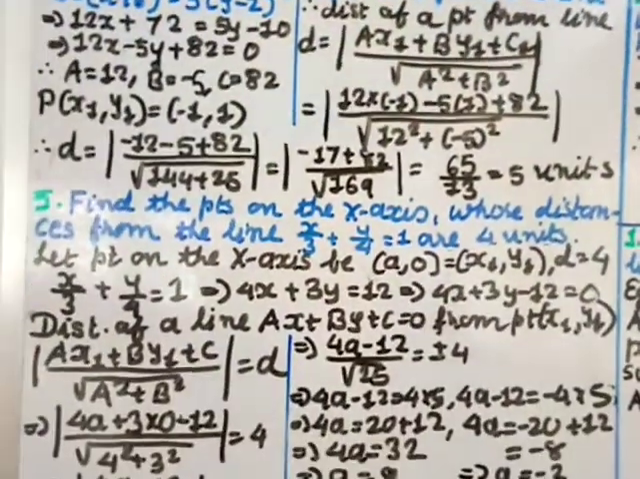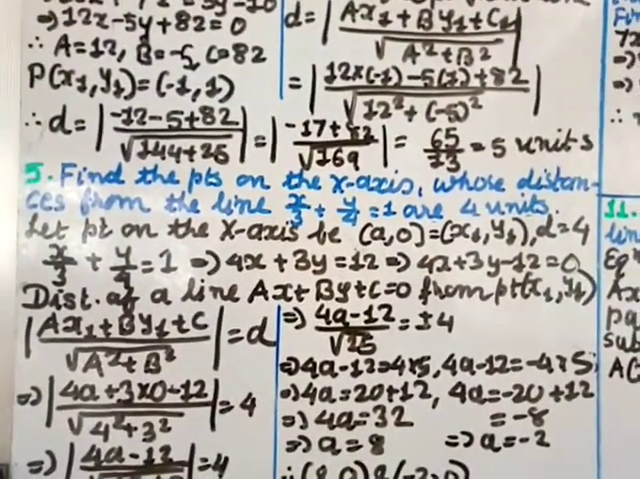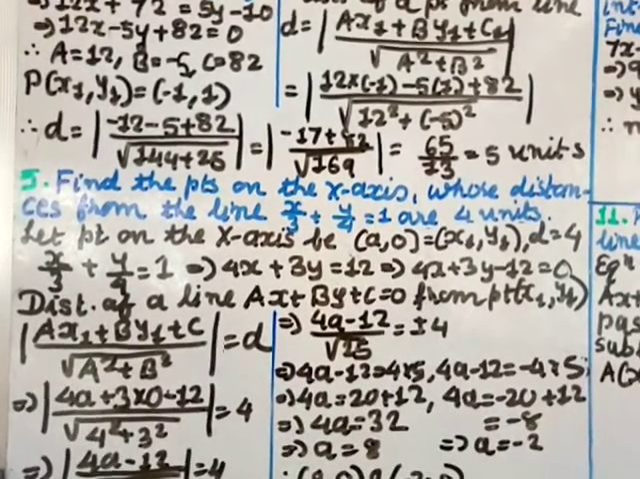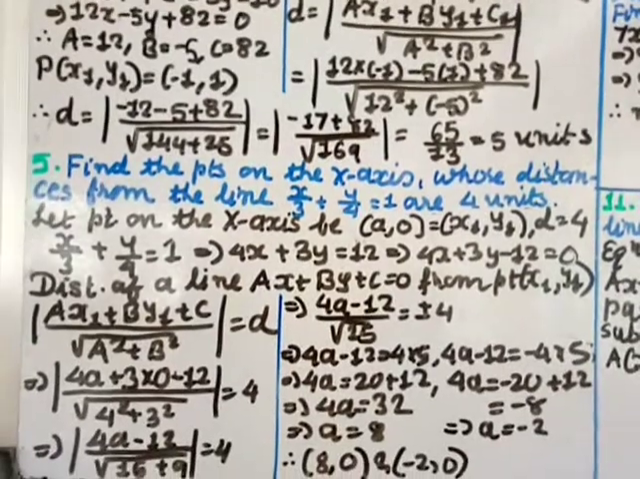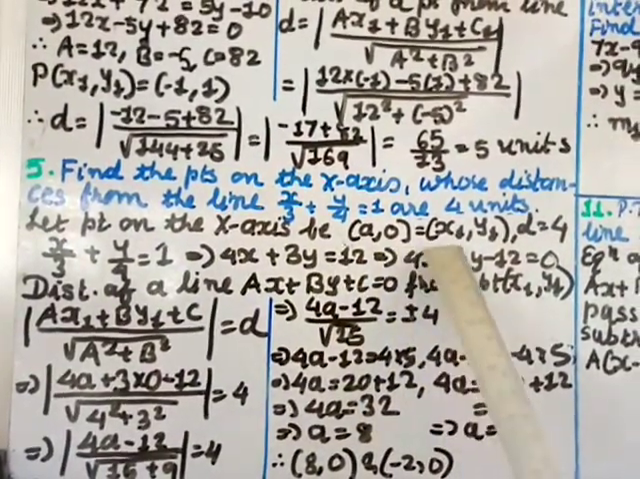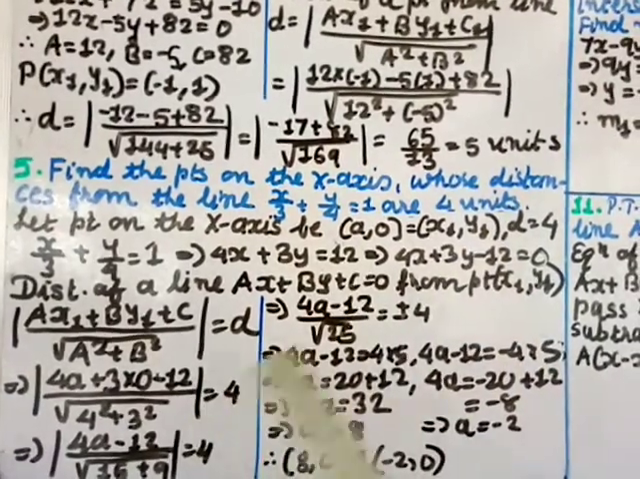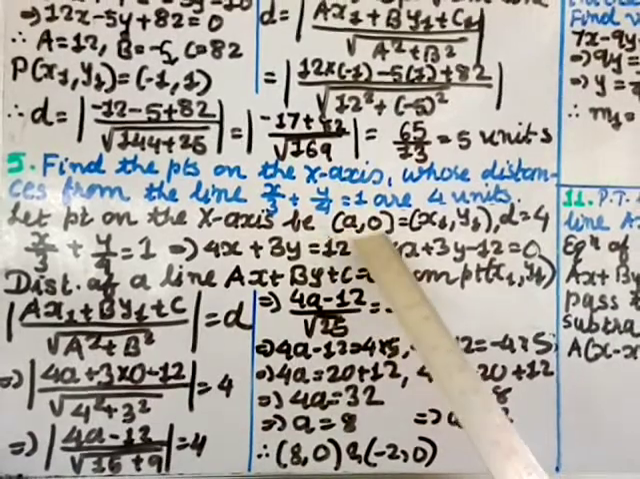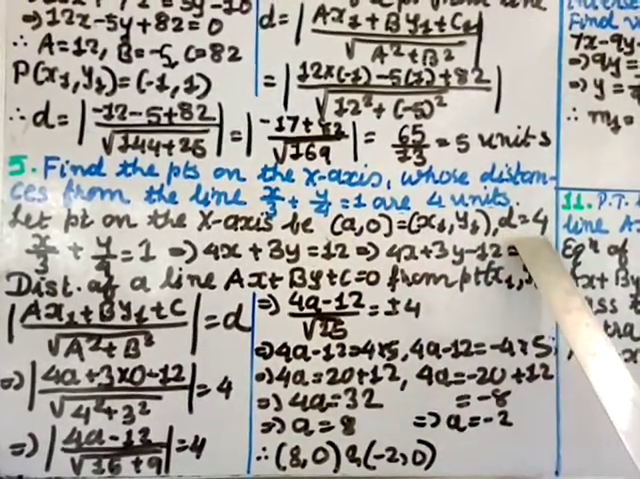Question number 5. Find the points on the x-axis whose distances from the line x/3 + y/4 = 1 are 4 units. A point on the x-axis, call it (x1, y1). On the x-axis the y coordinate is 0, and the a we have to find. So (a, 0) and the distance is given to you as 4.